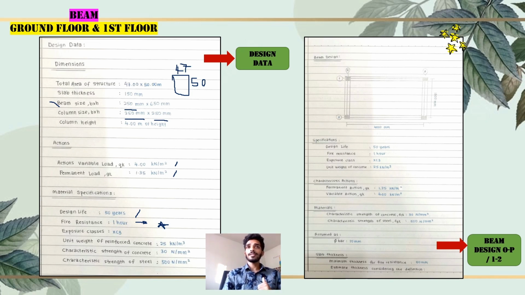Before this, I explained the design data. So now let's get into the beam calculation. How are we going to identify the beam design?